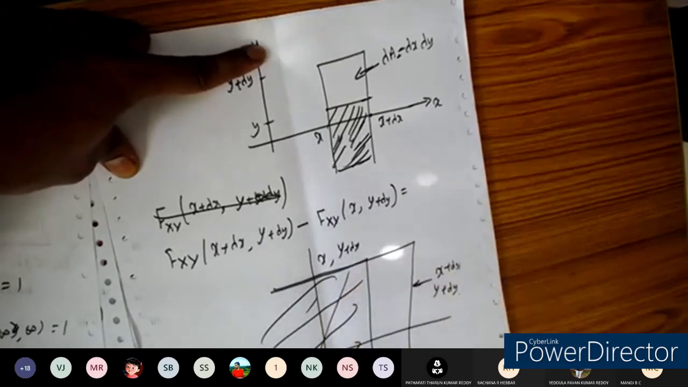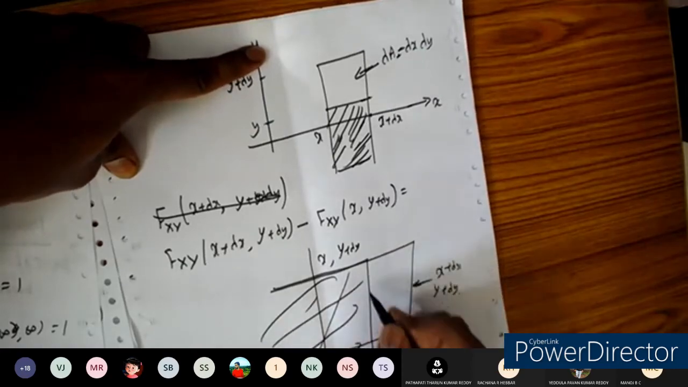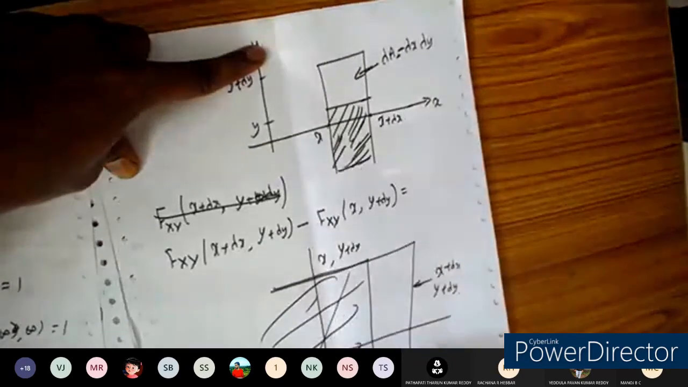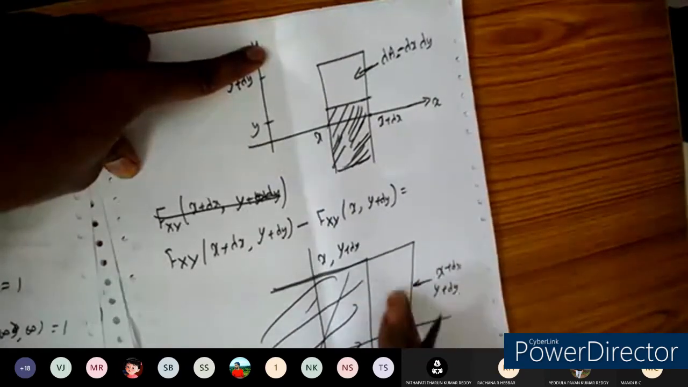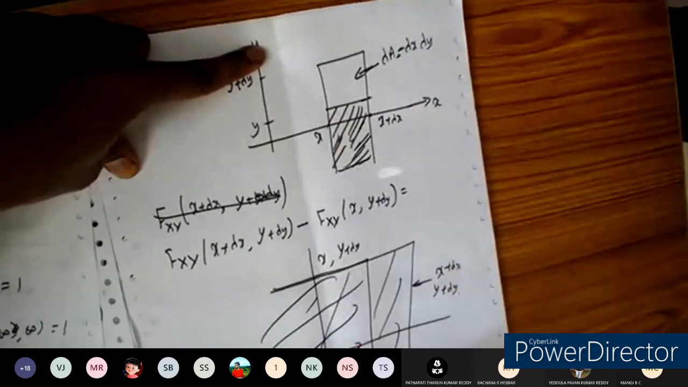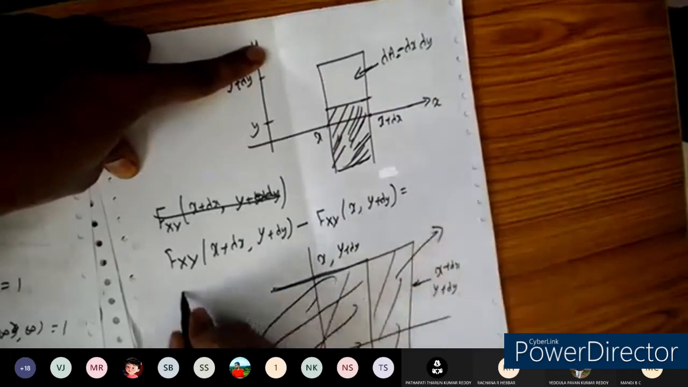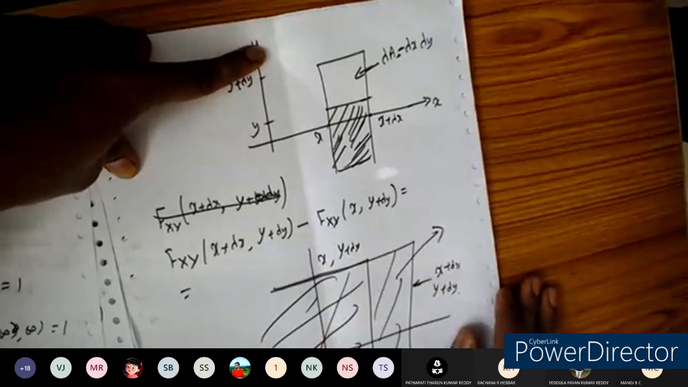Y plus dy means it is going to be extended till this part here. So I'm going to separate it so that we get this portion of the area here. This portion of the area we are able to get here. We are getting this one by using this expression. So it can be written mathematically on the RHS like this.